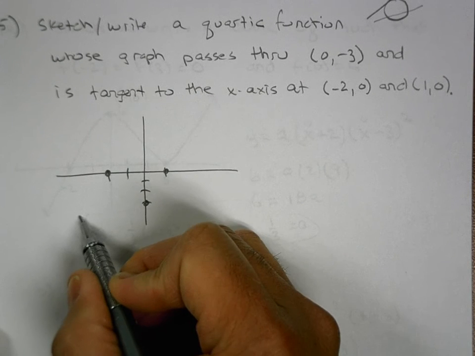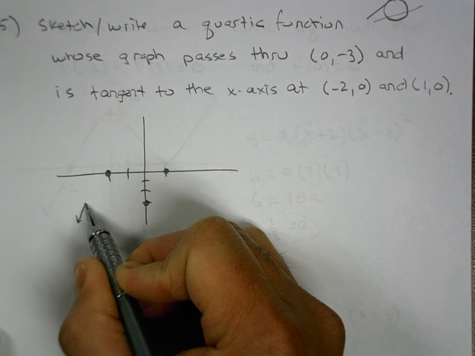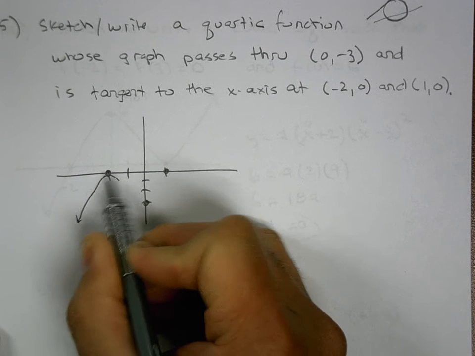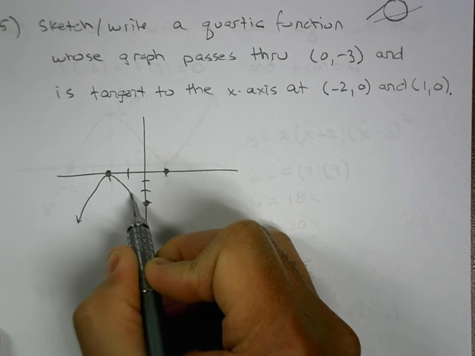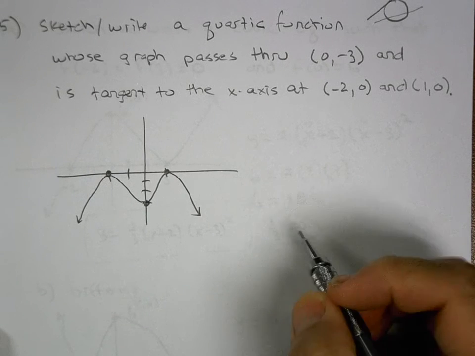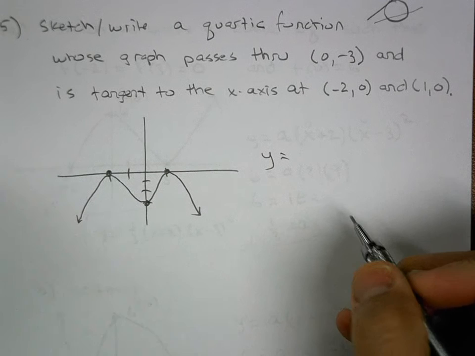So like this? Yes. Okay, and then it does what? Bounces. Oh, good. Look, it's tangent right there. And then it goes like this and bounces. Perfect. There we go. Okay, so there's our graph. So let's write the equation.